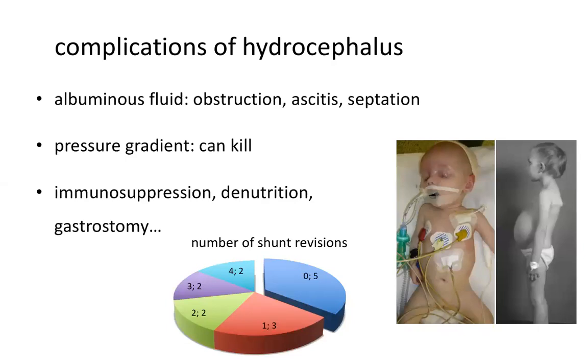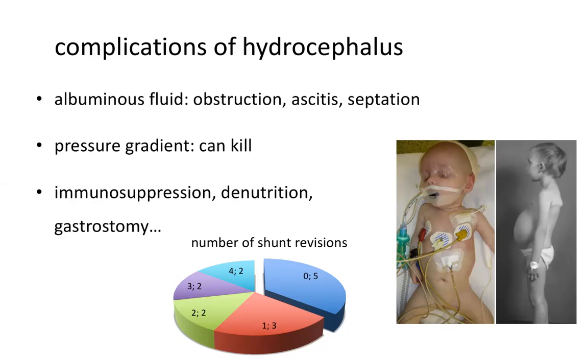This hydrocephalus can be complicated because the fluid is often albuminous. It can cause obstruction, ascites, as shown here on the right, or septation of the hydrocephalus. In fact, ascites was a classical complication before the time when chemotherapies were developed. But since these patients are given chemotherapy, they very rarely develop ascites. So this hydrocephalus is especially treacherous because when the shunt blocks, there is a pressure gradient, which can be very badly tolerated. It can even kill the patient.